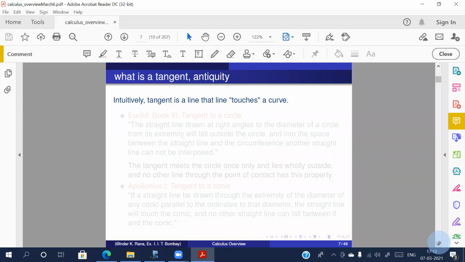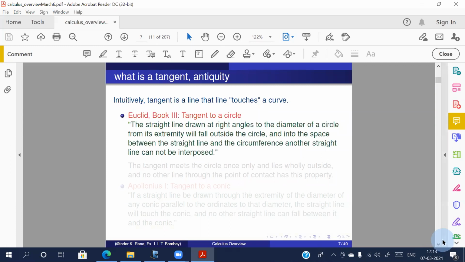Intuitively, a tangent is a line that touches a curve. Okay, so what does that mean? Making that precise has a lot of history to it. Euclid in his Book 3 defines what he calls a tangent to a circle.